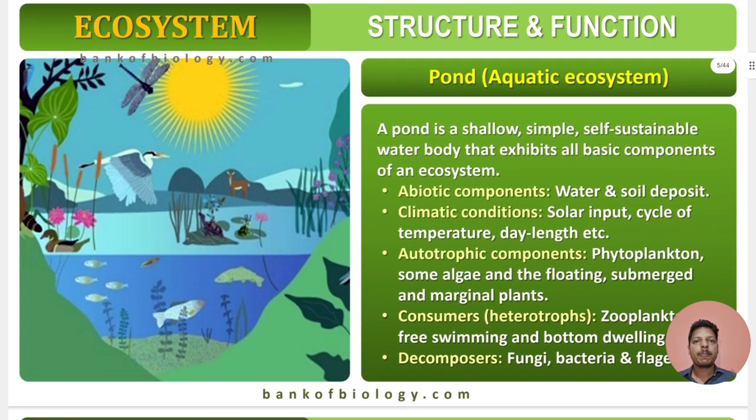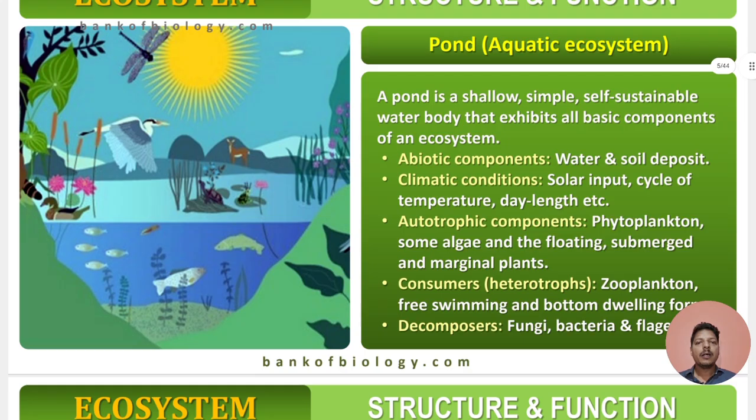Next, the pond aquatic ecosystem. A pond is a shallow, simple, self-sustainable water body that exhibits all basic components of an ecosystem. Obviously, here you can see abiotic components, then some autotrophic components, some heterotrophic components, and even decomposers. Abiotic components include water and soil deposits.